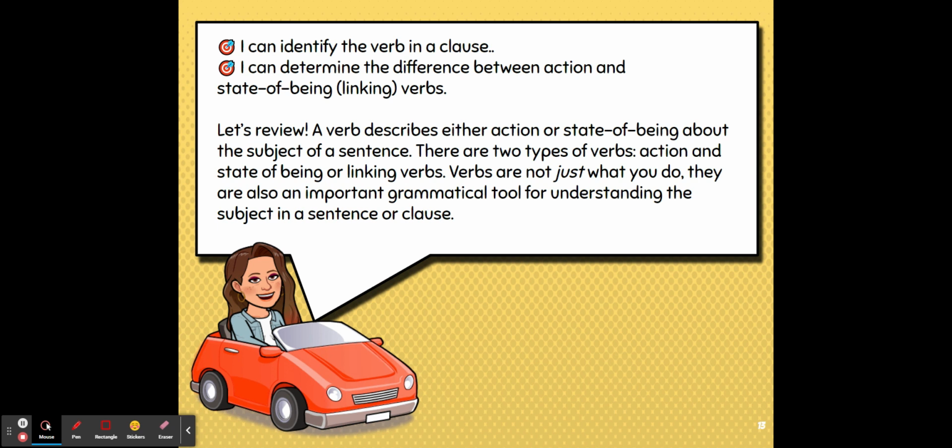Verbs are not just what you do. They're also an important grammatical tool for understanding the subject in a sentence or clause.